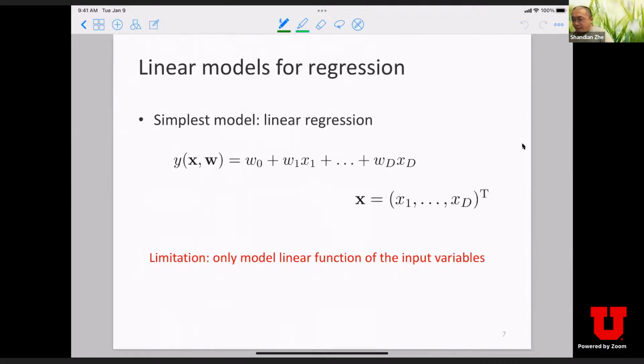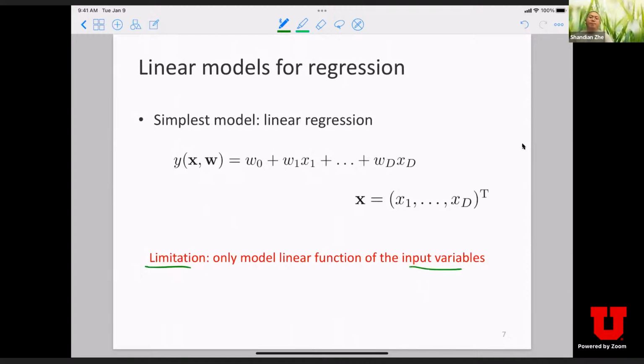However, we know that this model appears to be too simple. How do you guarantee that a simple linear combination of the input features is good enough or expressive enough to predict something you are interested in? So there's a limitation: it only models a linear function of input variables.